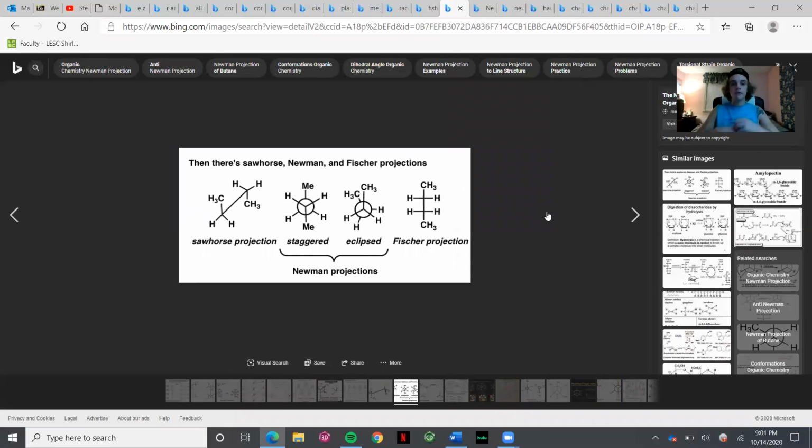Now, here's an example where you can see the difference between a sawhorse projection, a staggered and eclipsed Newman projection, and a Fisher projection. We're going to focus on the Fisher. So here's the Fisher we saw, and here's the same exact Fisher.